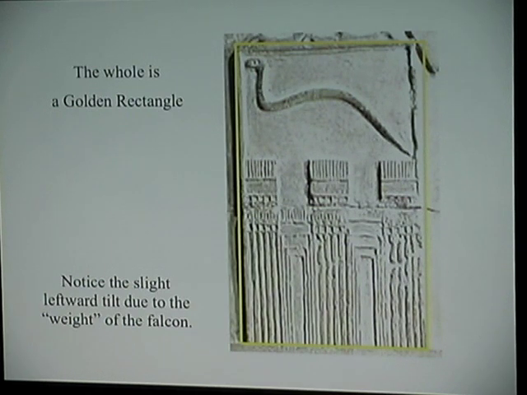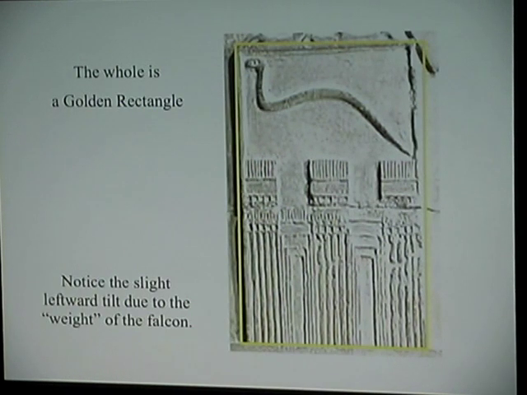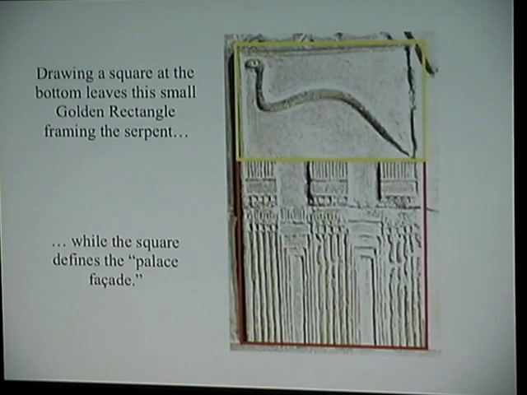By the way, notice, this is some of the subtlety of Egyptian art. Notice that it's tilted a little bit towards the left, which is done so that it gives a slight visual feel of the weight of the falcon. Very, very subtle. You would hardly notice it. It's all a golden rectangle, and guess what? We'll lop a square out. Ta-da! No big mystery here. The square defines the palace facade.